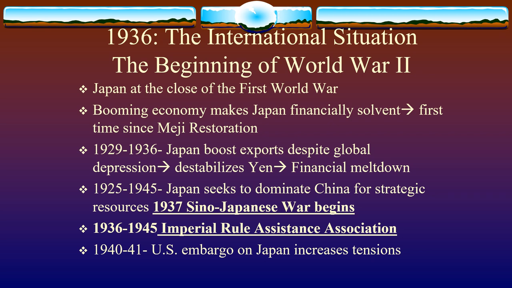Well, that simply means that the Imperial Rule Assistance Association is running the entire show, and they overthrow from within, and there becomes a one-party system. Because they kept getting more votes, they kept getting more power in the Diet, then they intimidated the other parties, and that meant that anybody who was going to actually be in the Japanese parliament had to be part of the Imperial Rule Assistance Association. That means an overthrow from within.